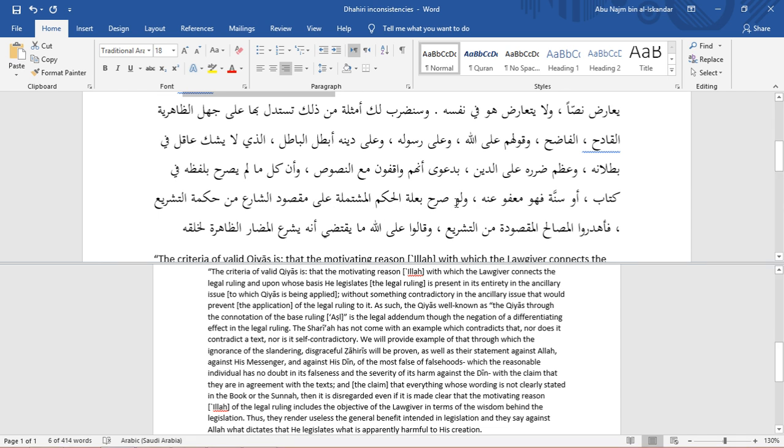So it's saying even if the illah of the hukm is made clear, and that illah includes the objective of the lawgiver, the reason and the purpose of that ruling, and the wisdom behind the legislation, even if it has that, they still reject applying it to something else. They still reject that it could possibly apply to anything else.